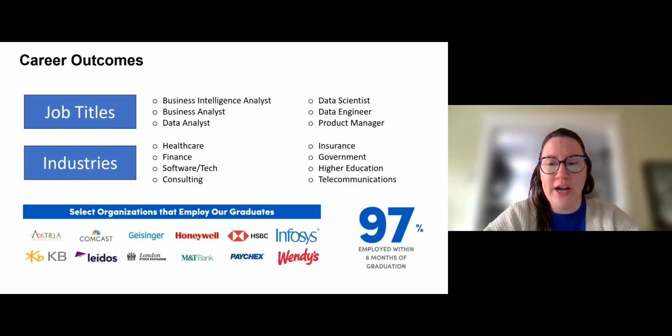And then for our career outcomes, as I said at the start, 97% of our graduates last year were employed within 6 months of graduation. They have job titles like business intelligence analyst, business analyst, data scientist, data engineer, product manager. You can see that a lot of these job titles actually match with the journeys that we've outlined here, so if you are interested in a specific job, there is most likely a pathway for you.